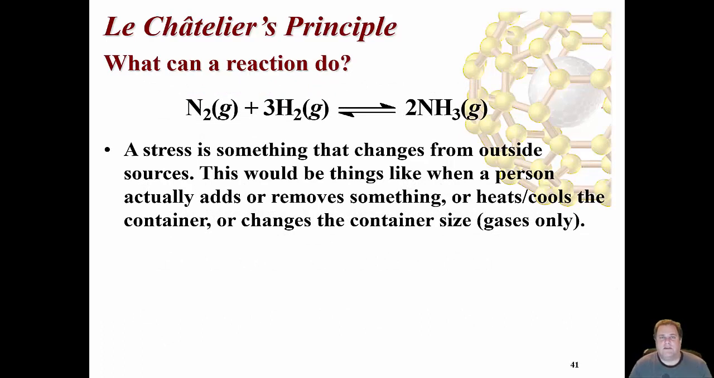So a stress is something we change from outside sources. If we look at this reaction, we may have a container that has some mixture of N2, H2, and NH3. It's at equilibrium. The concentrations aren't going to change. But let's say we come along and do something. We inject, say, more N2 into the system, or remove some NH3, or maybe simply we heat up the container. Or let's say we put all of those gases into a different size container. Okay. So what's going to happen?